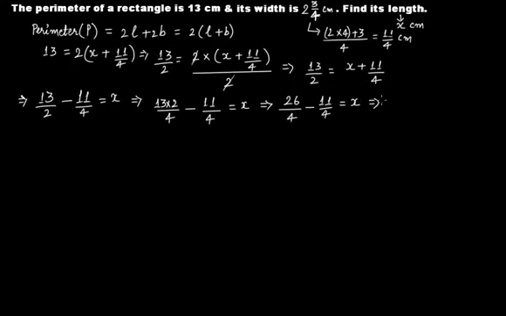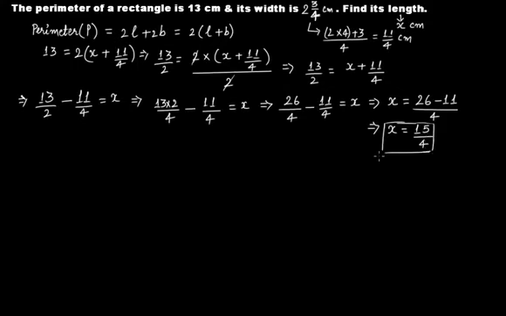Now you can write it as x is equal to, it doesn't matter, on one side you have x only. You can now make it the LHS. This becomes 26 minus 11 by 4, and you get x is equal to 15 by 4. Either you can write it like this, or even as a mixed number.